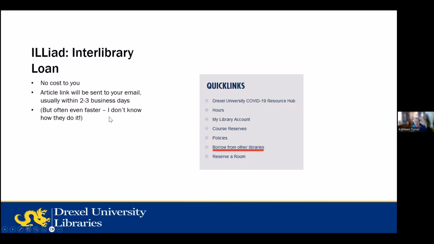A couple of quick things about interlibrary loan. There is no cost to you for using it. You'll get a link to the article to your email, usually within 2 to 3 business days, but they are often even faster than that. I have frequently received an article the same day that I've requested it. As I say there, I really don't know how they managed to do it this fast.